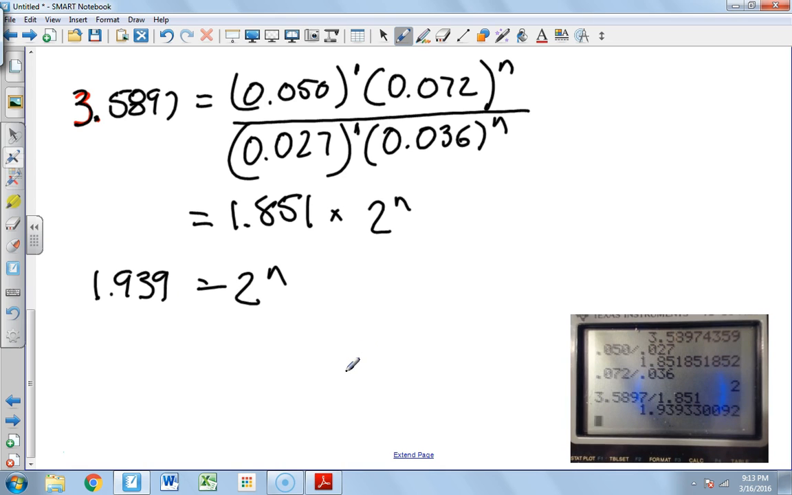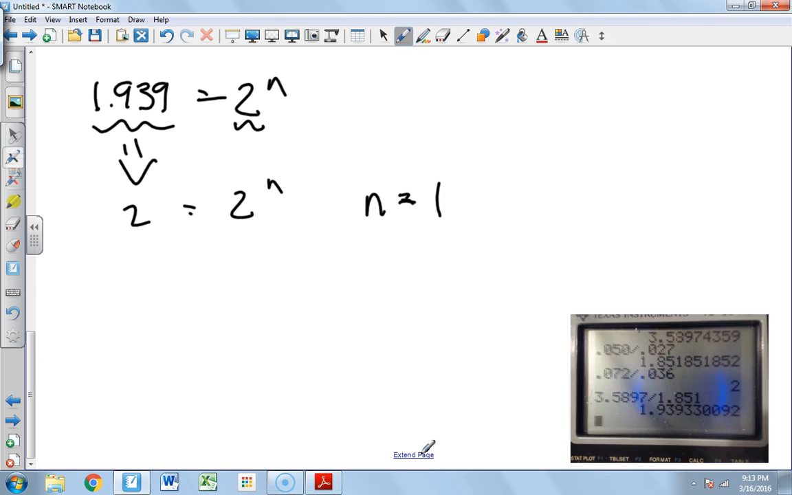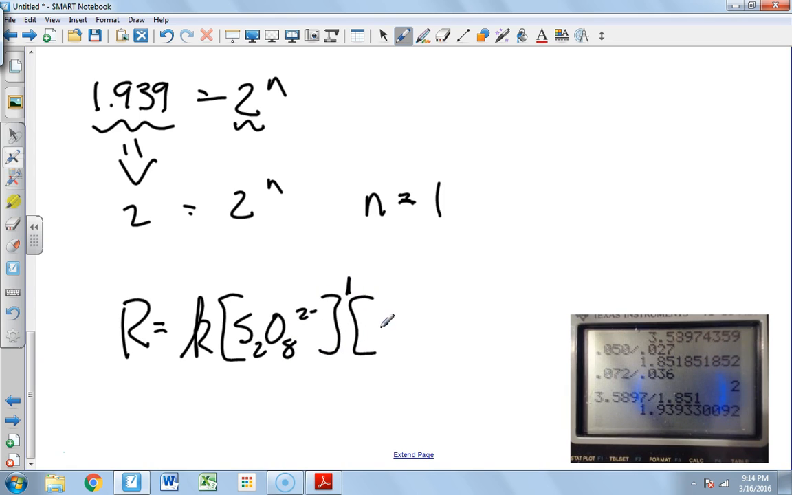Now, this is where you have to be okay with math. We're going to say that is just about 2 equals 2 to the n. So n is equal to 1. So nothing canceled out, but we were still able to figure out the n. Now the question wasn't to figure out what the orders were, but to write the rate law. So the rate law, to finish off the question, is R equals K times the concentration of S2O8 2 minus to the first times the concentration of I minus to the first.